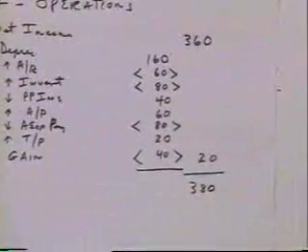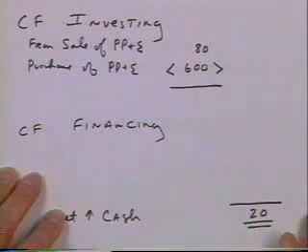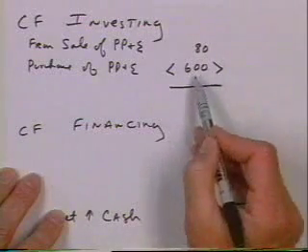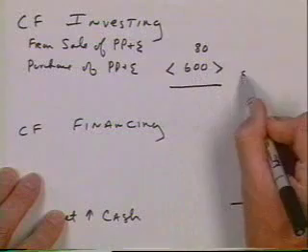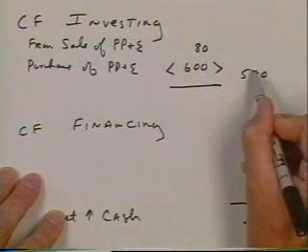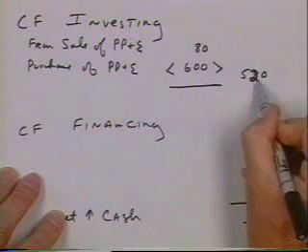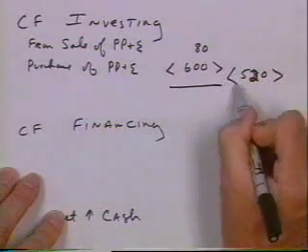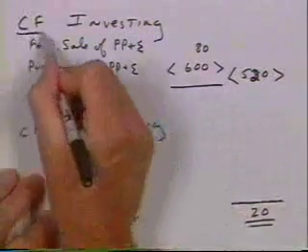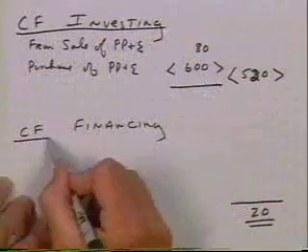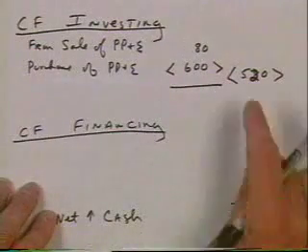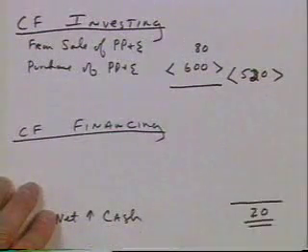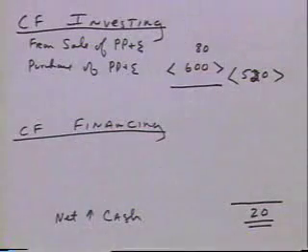What have we accomplished so far? We've accomplished an analysis of our investing section, and if we total that up, our investing section, 80 came in, 600 went out, net of 520, and that's a net cash outflow from investing. Let's go like that just to delineate things. Net cash outflow of 520. We have yet to do cash flow from financing.